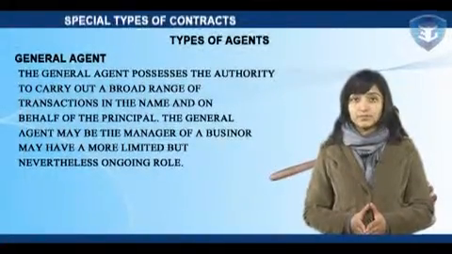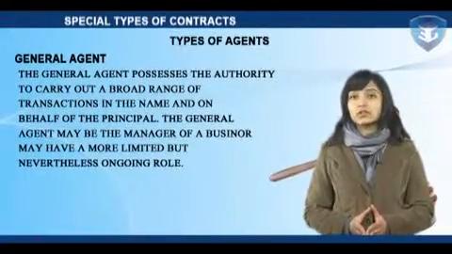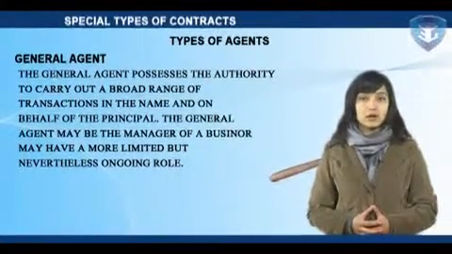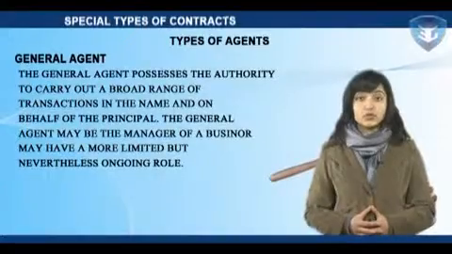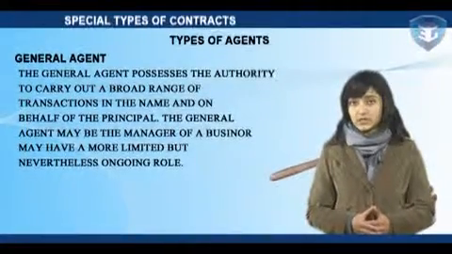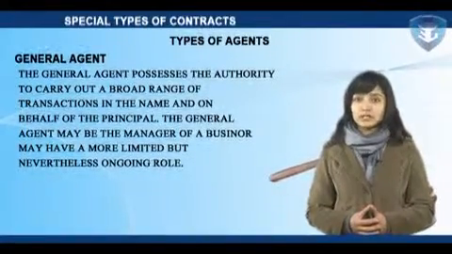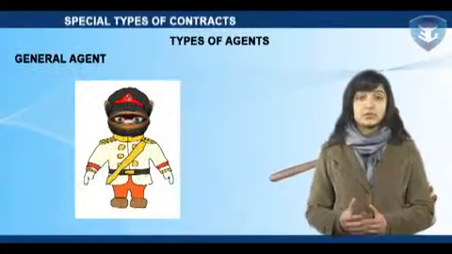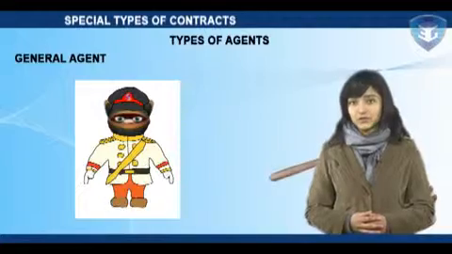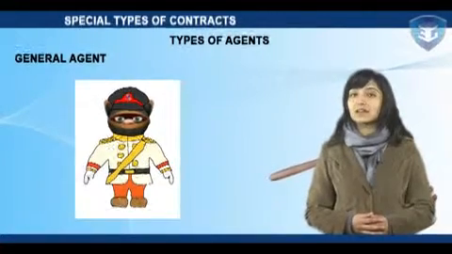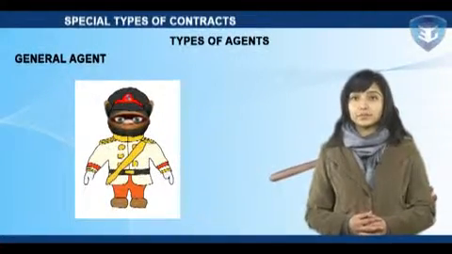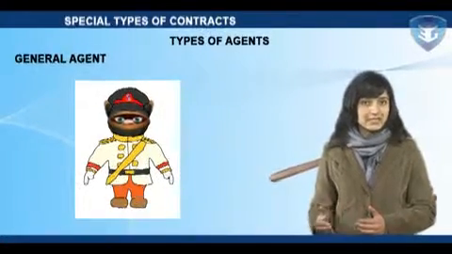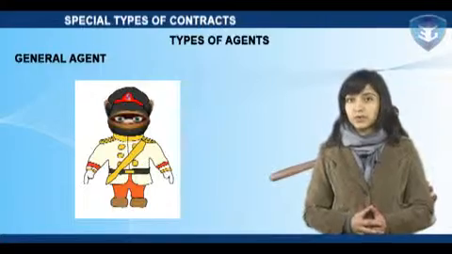General agent. The general agent possesses the authority to carry out a broad range of transactions in the name and on behalf of the principal. The general agent may be the manager of a business or may have a more limited but nevertheless ongoing role, for example, as a purchasing agent or as a life insurance agent authorized to sign up customers for the home office. In either case, the general agent has authority to alter the principal's legal relationships with third parties.